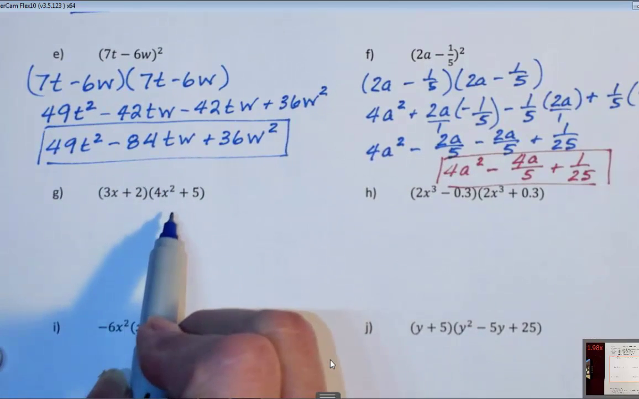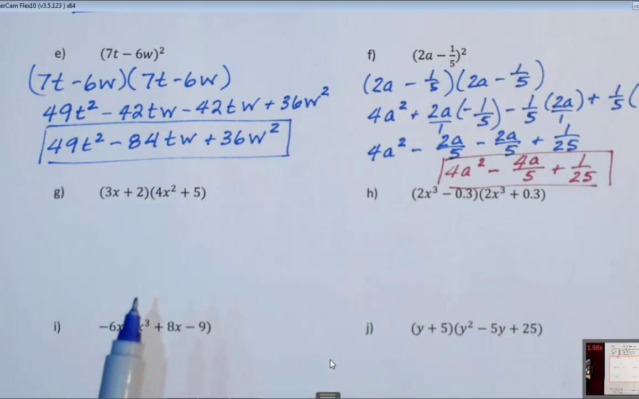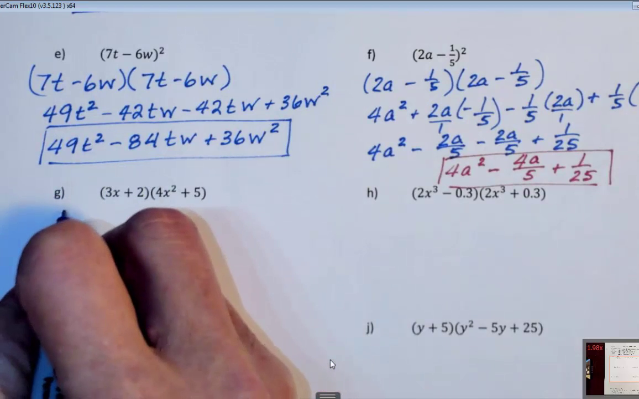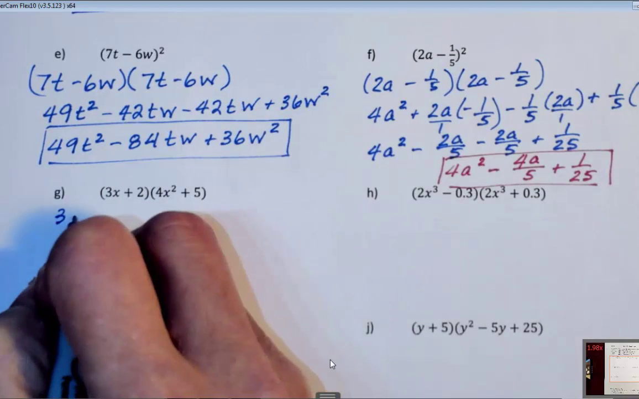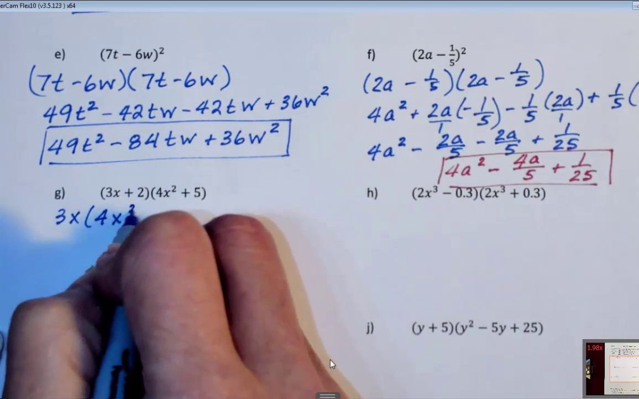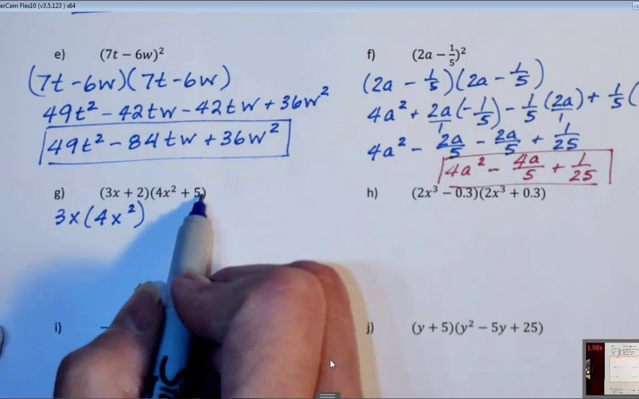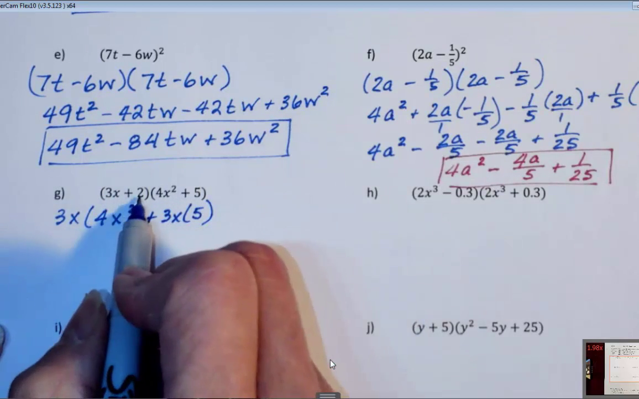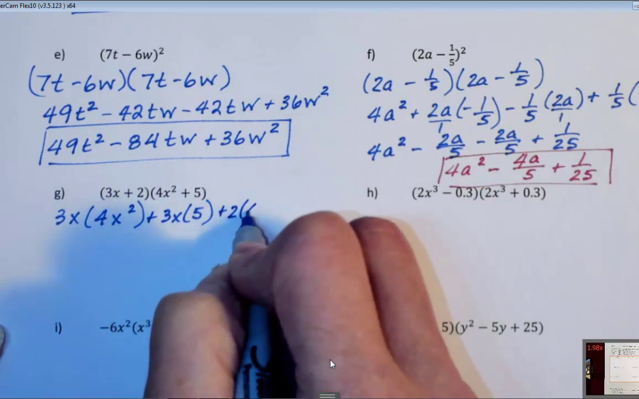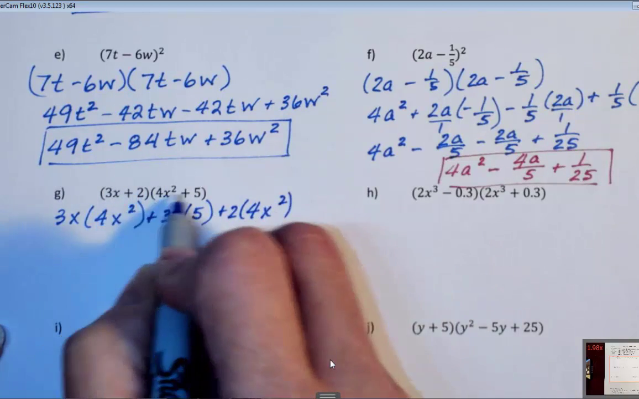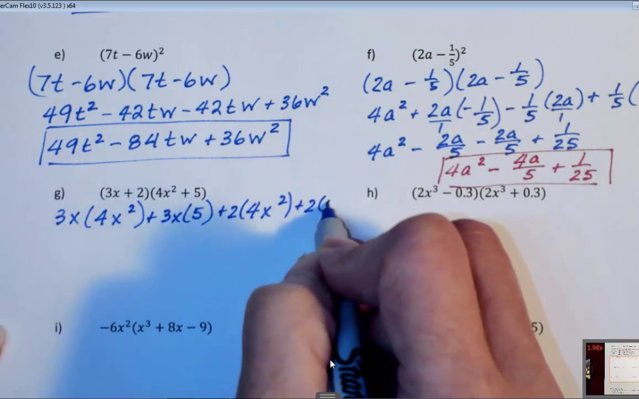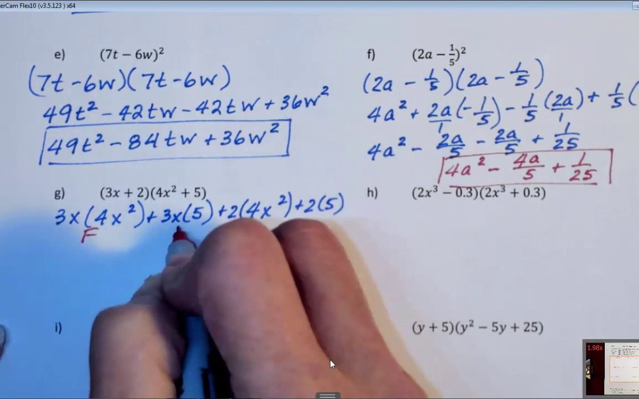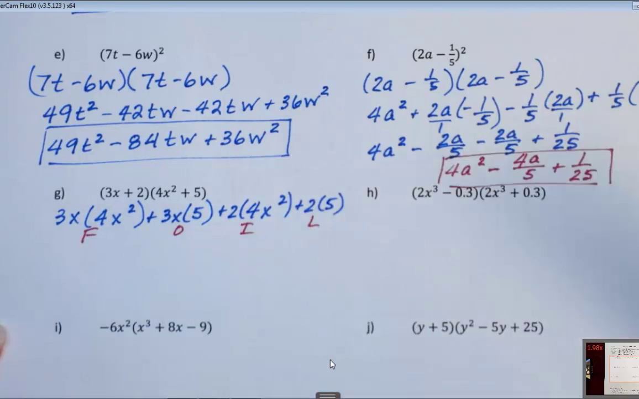This particular problem doesn't have any special products to it at all. So I'm just going to go ahead and need to FOIL. 3x times 4x squared. Then 3x times 5. So I'm writing this out so you can see the multiplication. 2 times 4x squared. 2 times 5. So this is my F, just doing it horizontally, my O, my I, and my L.